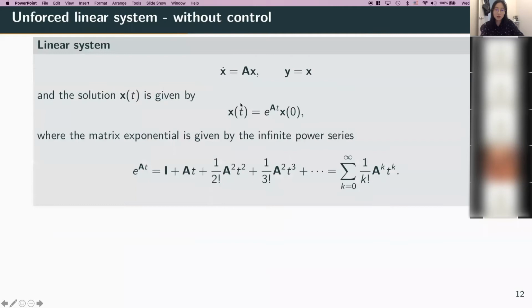We only know how to take the exponential of a scalar, but A here is a matrix, and the matrix exponential for a generic square matrix is defined by the infinite power series. So e to the power of At is just equal to the identity matrix plus At plus some constant times A squared t squared all the way to infinity. And obviously we can't directly compute that.